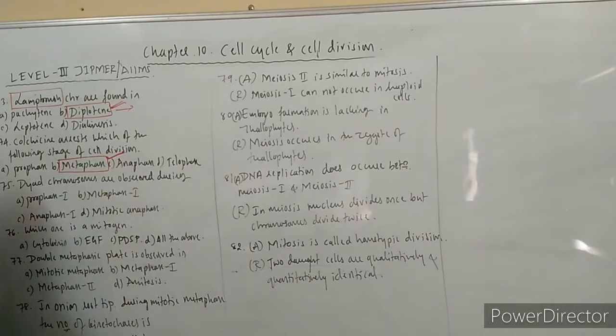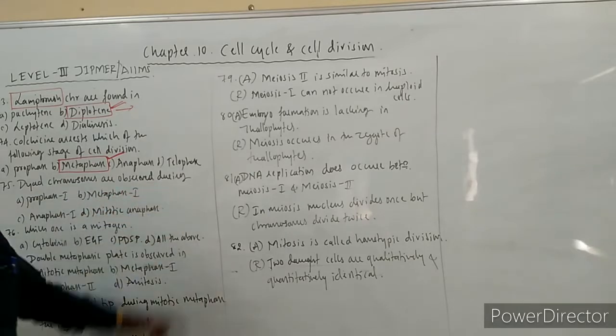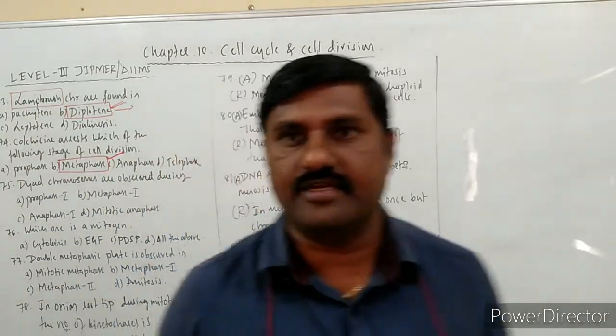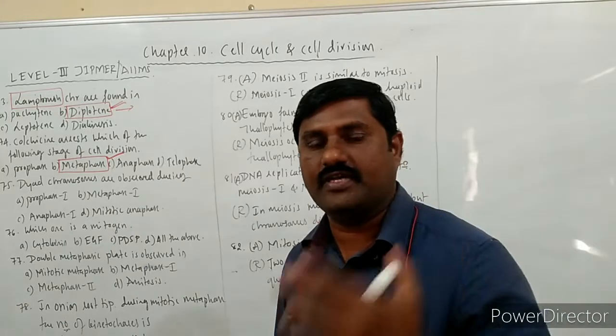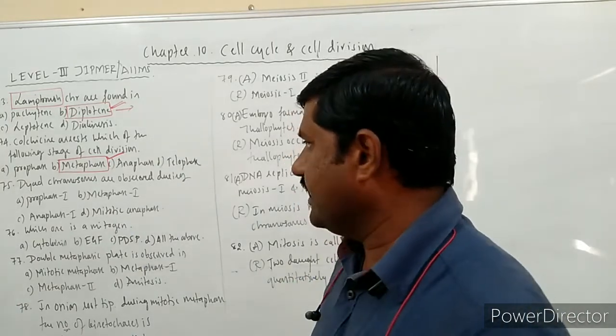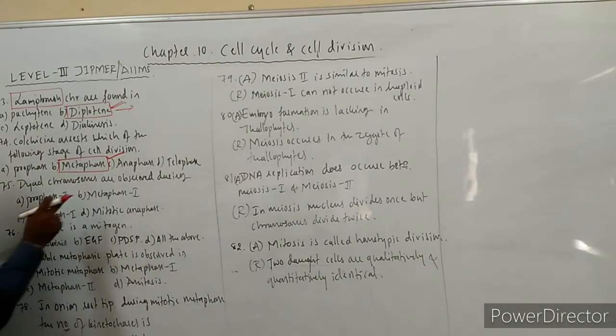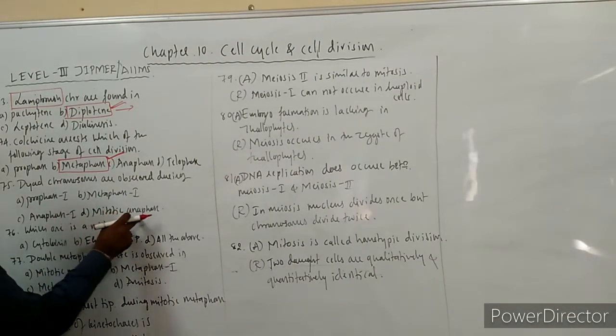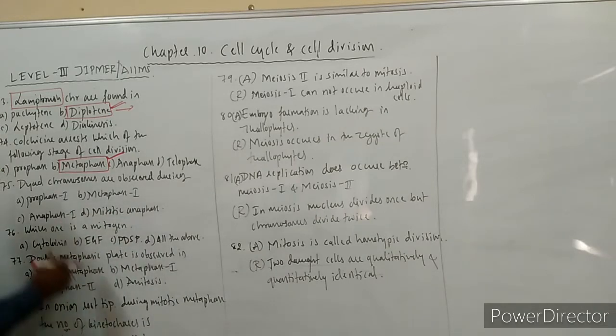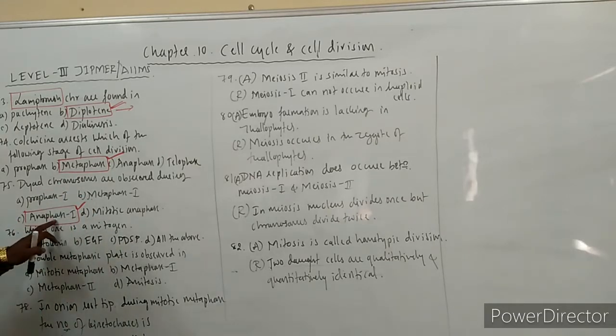That's why the correct answer for this question is metaphase. And the next question is, dyad chromosomes are observed during which stage? Dyads as well as tetrads are the types of chromosomes that we come across here, but dyads are usually seen in prophase 1, metaphase 1, anaphase 1, as well as meiotic anaphase. So dyads are usually seen in anaphase 1. When you see the diagram of dyads there in anaphase 1, you can identify them.